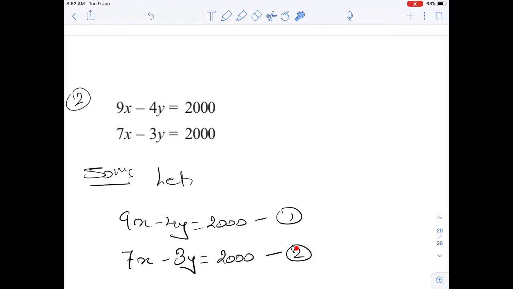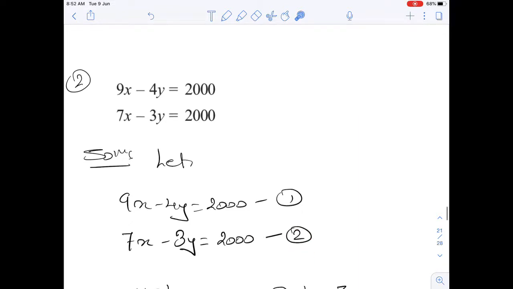equation number 2. Now what I told, we have decided to eliminate y because it is a very small number, we can easily eliminate it. But now how to eliminate it? We have to make these coefficients the same, then only we can remove this y. How to make this coefficient the same? So we will multiply equation number 1 by 3.